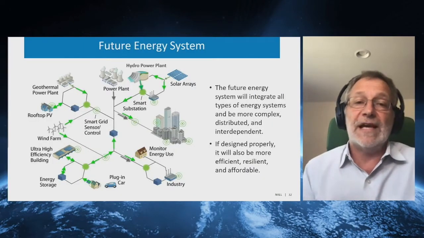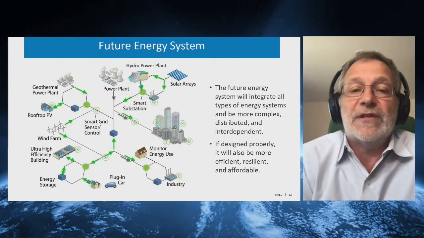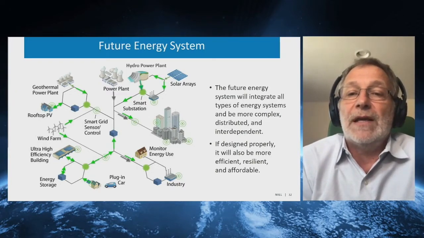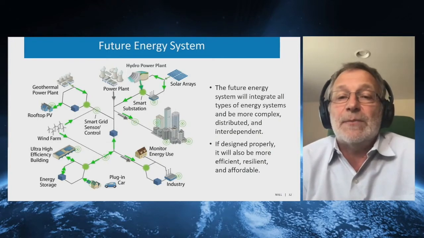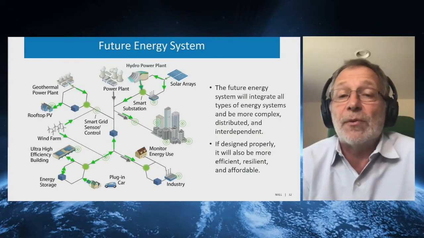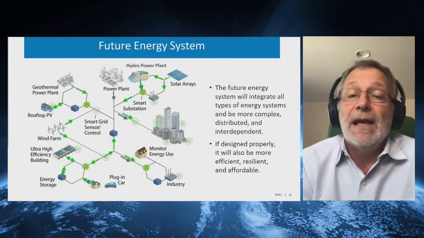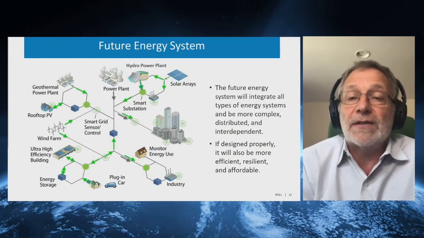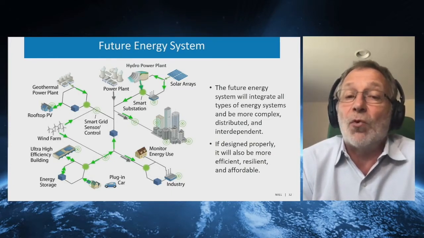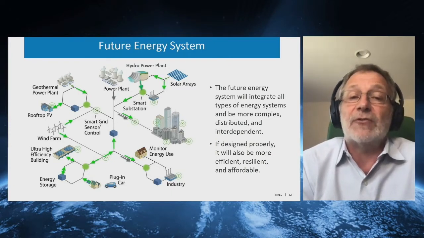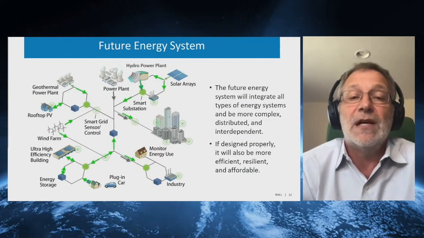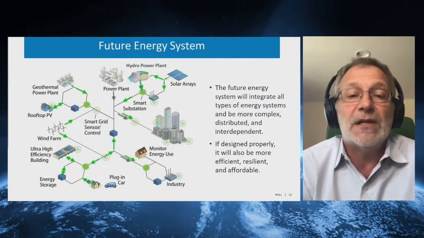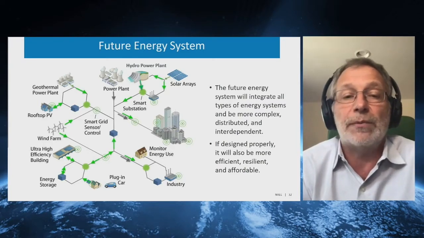And this looks then at how we develop the future energy systems. As I said, it will be much more integrated. It will be all types of energy systems and be more complex, more distributed, and more interdependent. We think that if you do this correctly, you will also be able to do this more efficiently, more resiliently, and more affordably. So some of this done right is, even in our view, decreasing electricity cost over the future. But you can see this already on these diagrams. The old traditional grid architecture has completely changed.